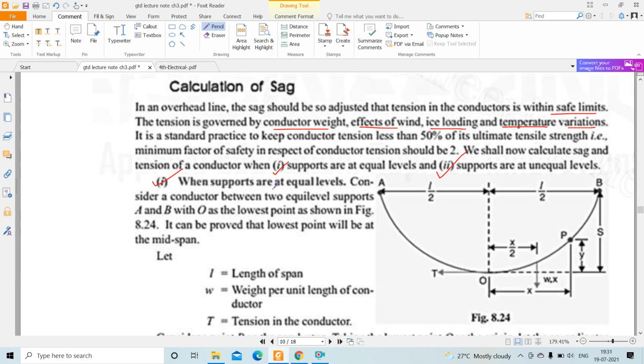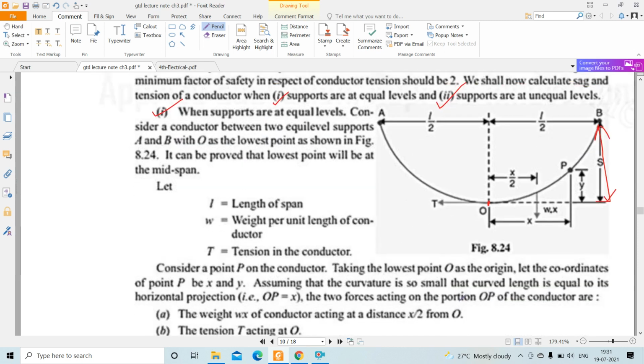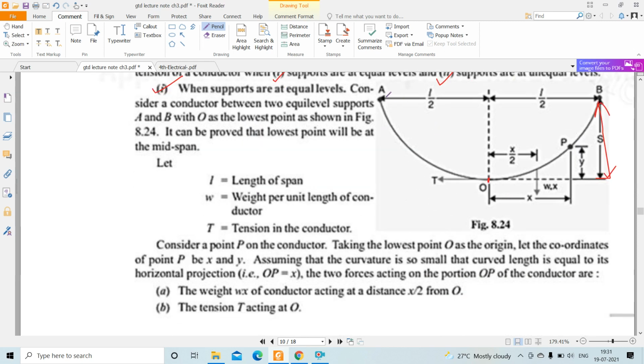What happens when the supports are at equal level? This is the diagram shown here. Here A and B are at equal level. This is the conductor and this is the lowest point O, and this is the sag between O and B. Consider a conductor between two equilevel supports A and B with O as the lowest point, and here L is equal to the length of span. L is the distance between A and B, termed the length of span.